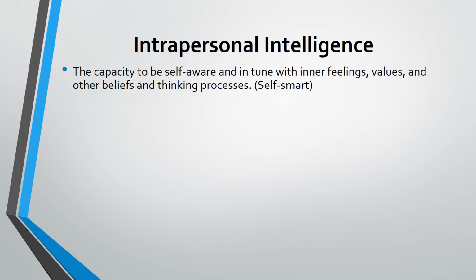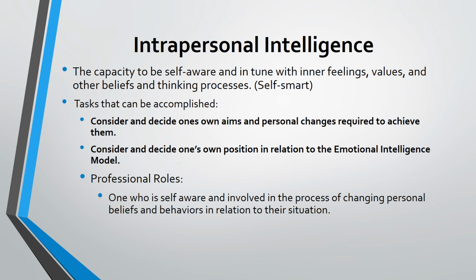Tasks that can be accomplished: they can consider and decide one's own aims and personal changes required to achieve them. They can consider and decide on one's own positions in relation to the emotional intelligence model. Now, professional roles. This is one who's self-aware and involved in the process of changing personal beliefs and behaviors in relation to their situation.